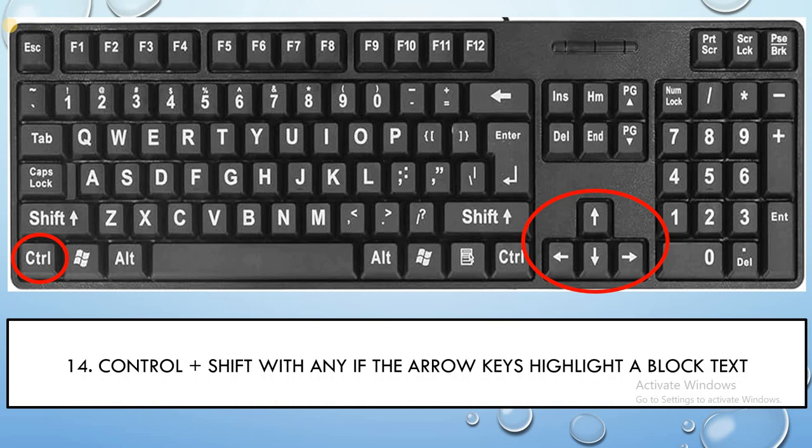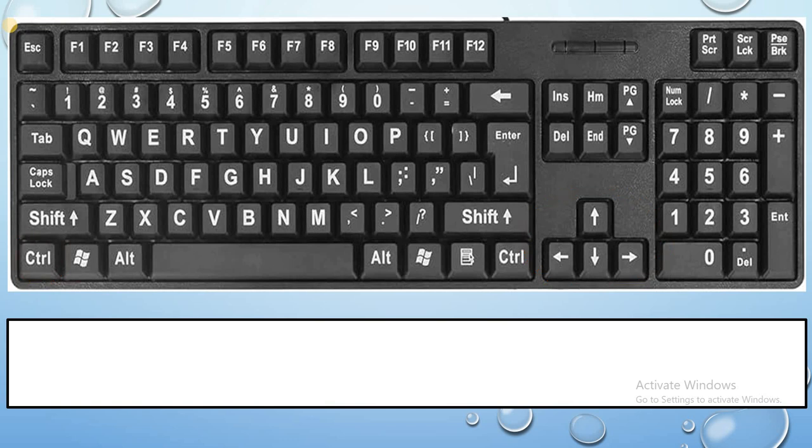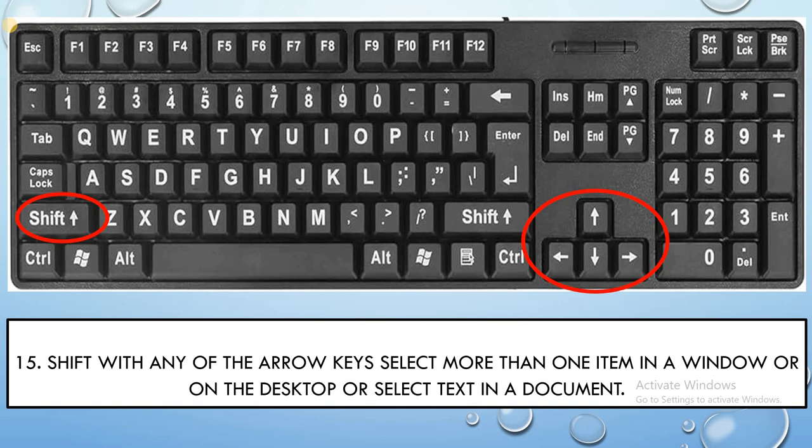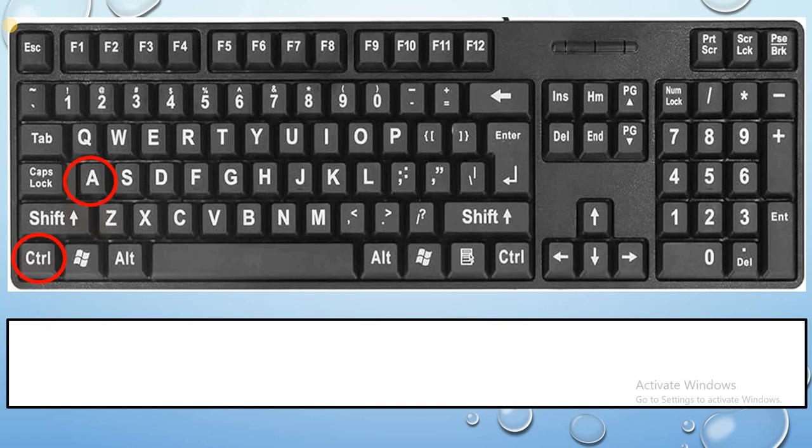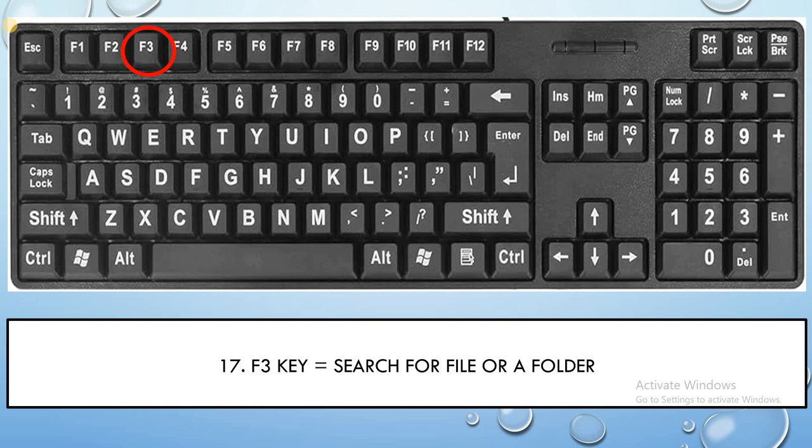14. Control plus Shift with any of the arrow keys to block a text. 15. Shift with any of the arrow keys to select more than one item in a window or on the desktop, or select text in a document. 16. Control plus A, select all. 17. F3 key, search for a file or a folder.